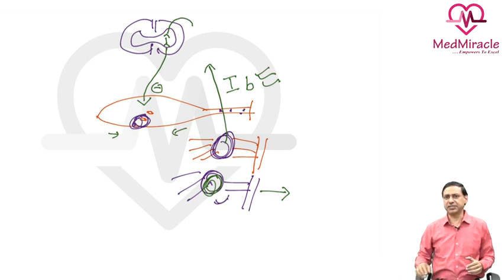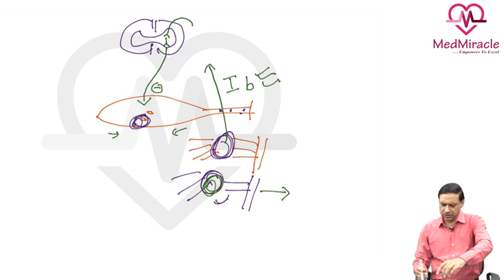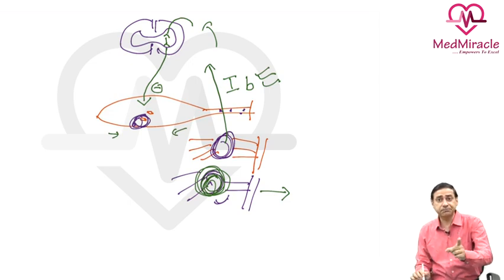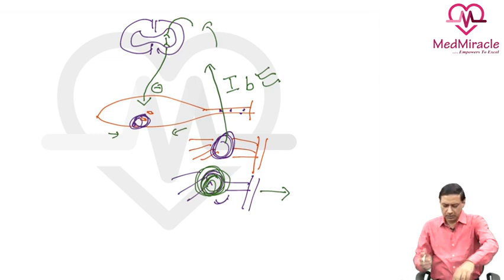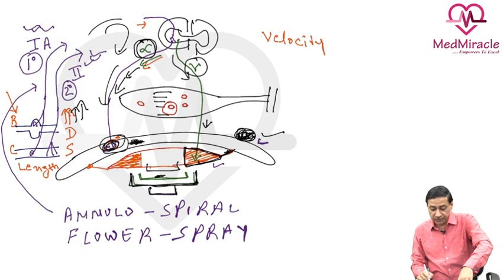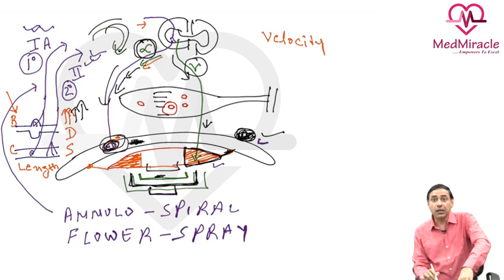Okay, then you answer my simple question. If I stretch a muscle, what will happen? The Golgi tendon organ will fire. What will this try to do as a feedback? It will try to do the relaxation. If I stretch a muscle, the muscle spindle will be stressed. It will also fire. And what will this try to do as a feedback? Contraction.